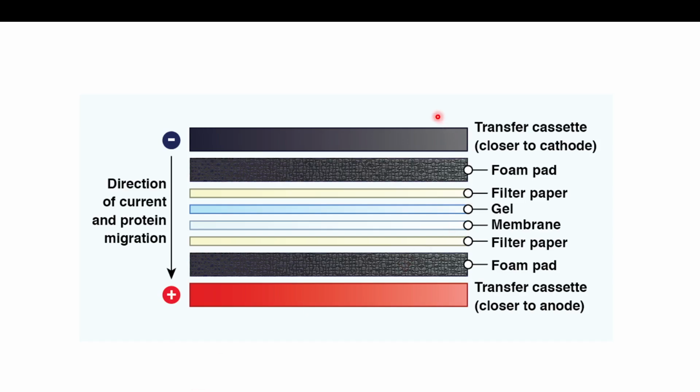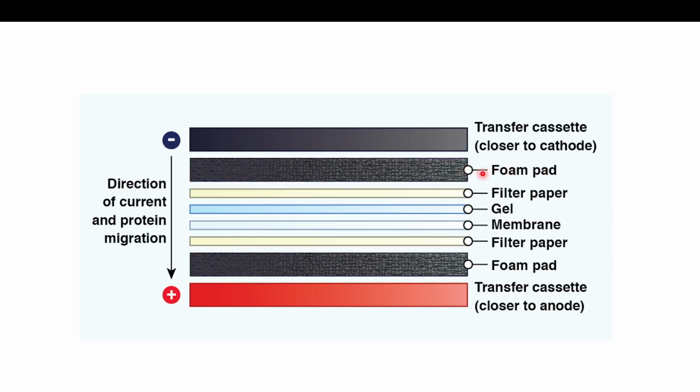So this is the overall apparatus, or the overall setting. This is the direction of the current and protein migration. What you do is, this is the transfer cassette. This is the negative one. This is the positive one.